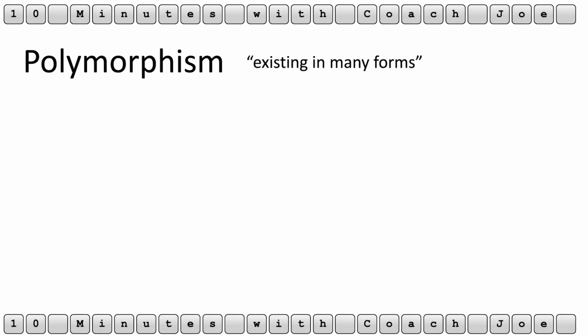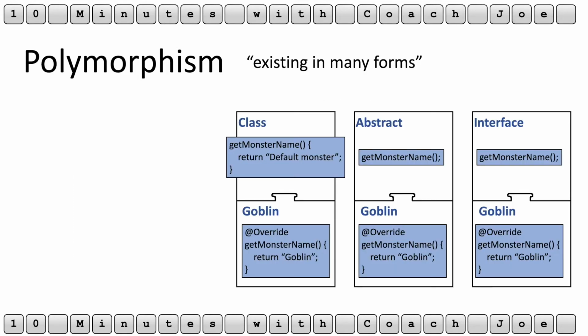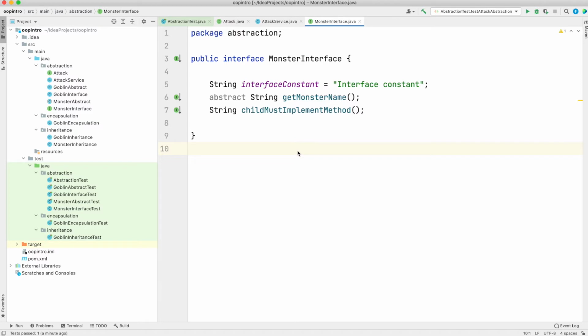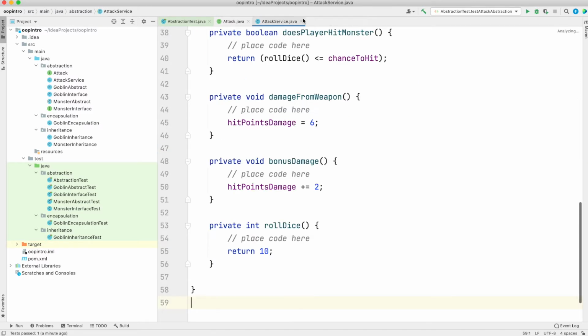Polymorphism means existing in many forms. As you can see with these examples, one method call has many forms. Let's look at the code for overriding. Open the OOP project in IntelliJ, close any open class tabs.